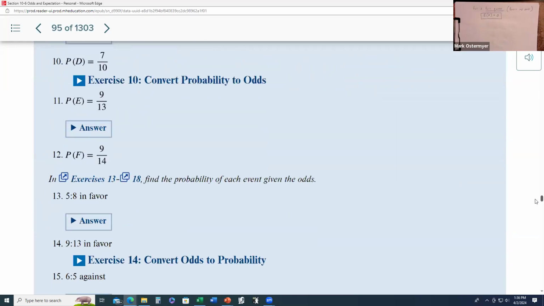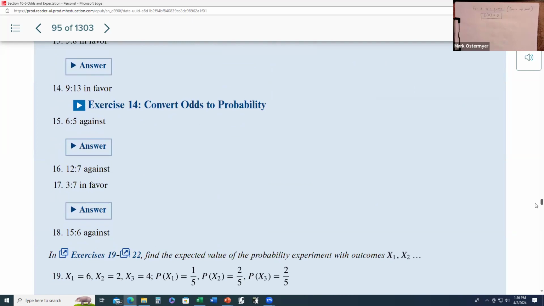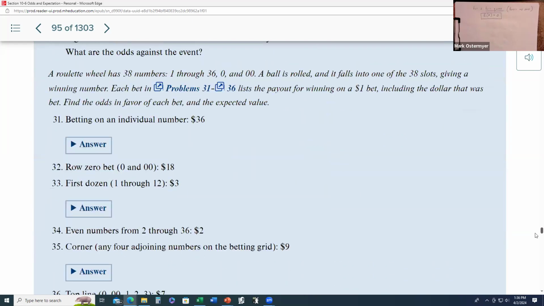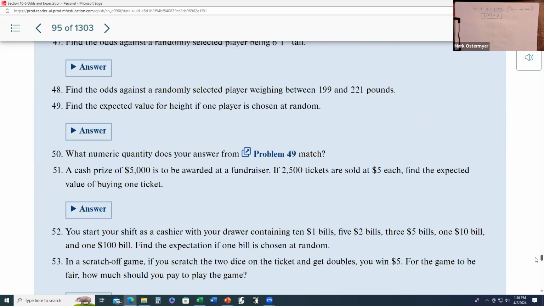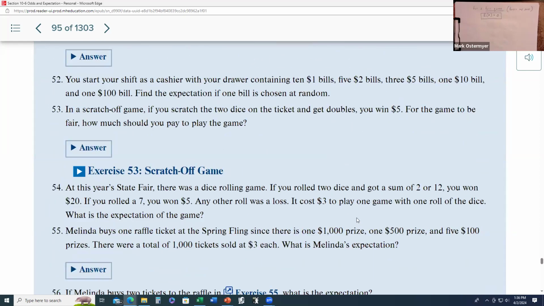All right. I want to show you a problem, ladies and gentlemen. This problem here is number 53. I want to make sure I do this one so I don't run out of time, because it's an important problem. And we'll backtrack and do some other ones if time permits. 53. In a scratch-off game, if you scratch the two dice on the ticket and get doubles, you win $5. For the game to be fair, how much should you pay to play the game?